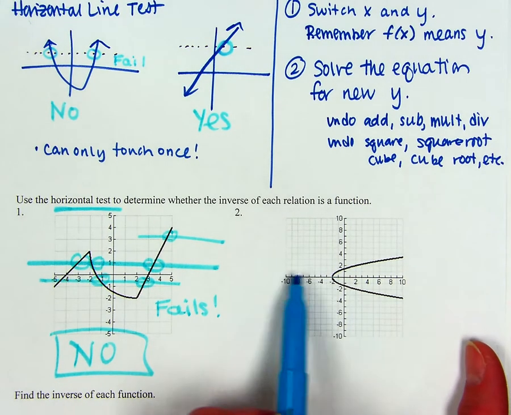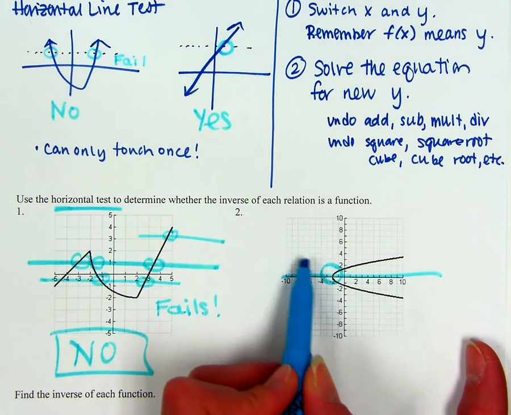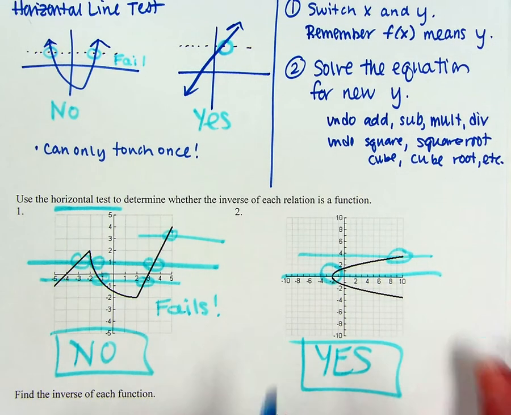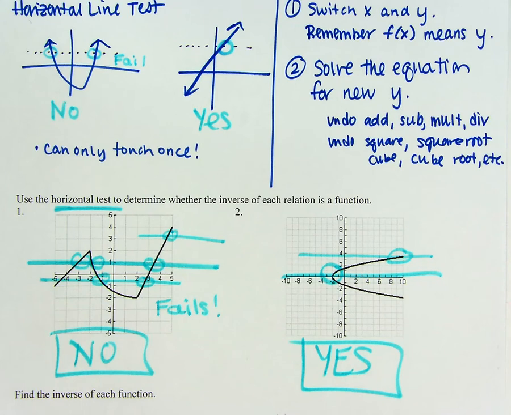All right, horizontal line here only touches once. Even if I drew a horizontal line up here, it only touches once, so that's okay. You could remember this from last semester. We did the vertical line test. That tests the original graph. Horizontal line test tests the inverse.